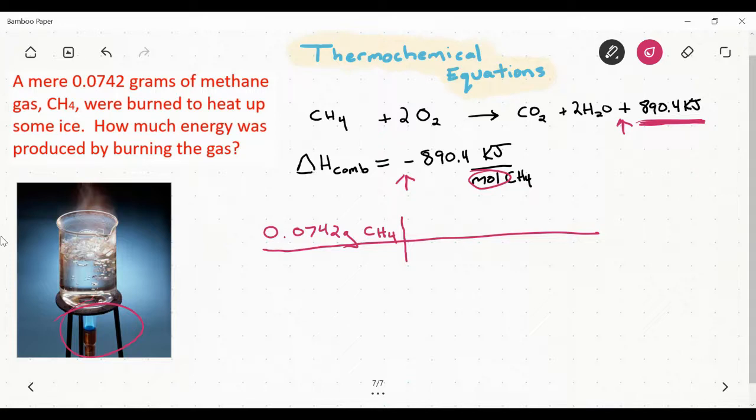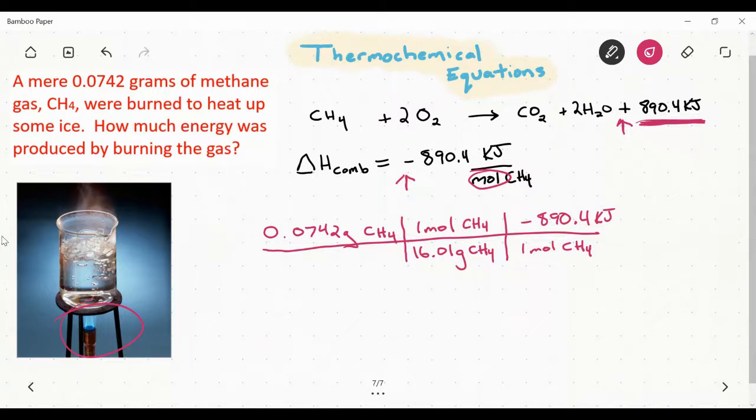And so I'm going to go to the periodic table. I'm going to add together the molar masses of 1 carbon and 4 hydrogens, and I get 16.01 grams of CH4 for every 1 mole of CH4. And then all I have to do to finish out is say in 1 mole, I produce minus 890.4 kilojoules.